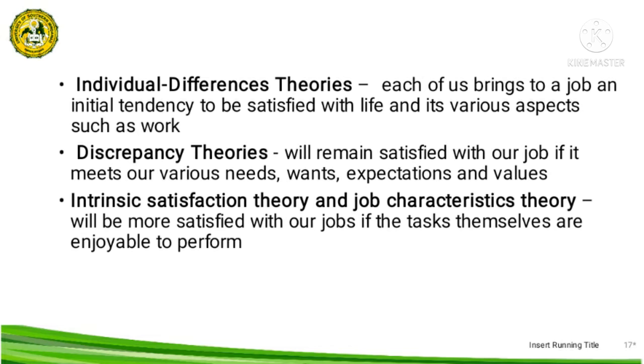Next, according to discrepancy theories, we will remain satisfied with our job if it meets our various needs, wants, expectations, and values. As discussed previously in the chapter, individuals vary greatly in their needs for such things as achievement, status, safety, and social contact. Thus, not every job can satisfy the needs of every employee during every period of his life. By being aware of employee needs, however, we can select the employees whose needs are consistent with the requirements and characteristics of the job.